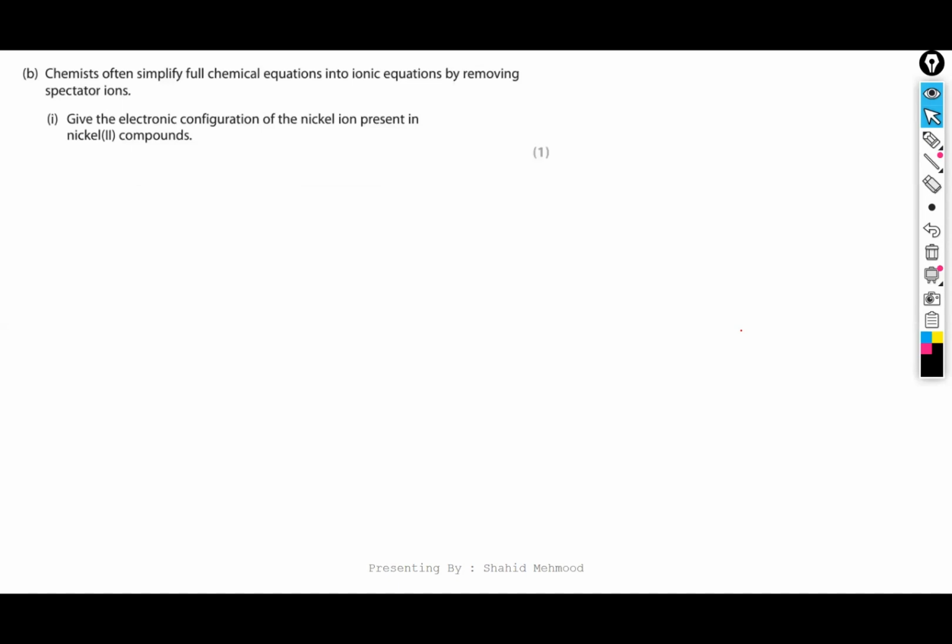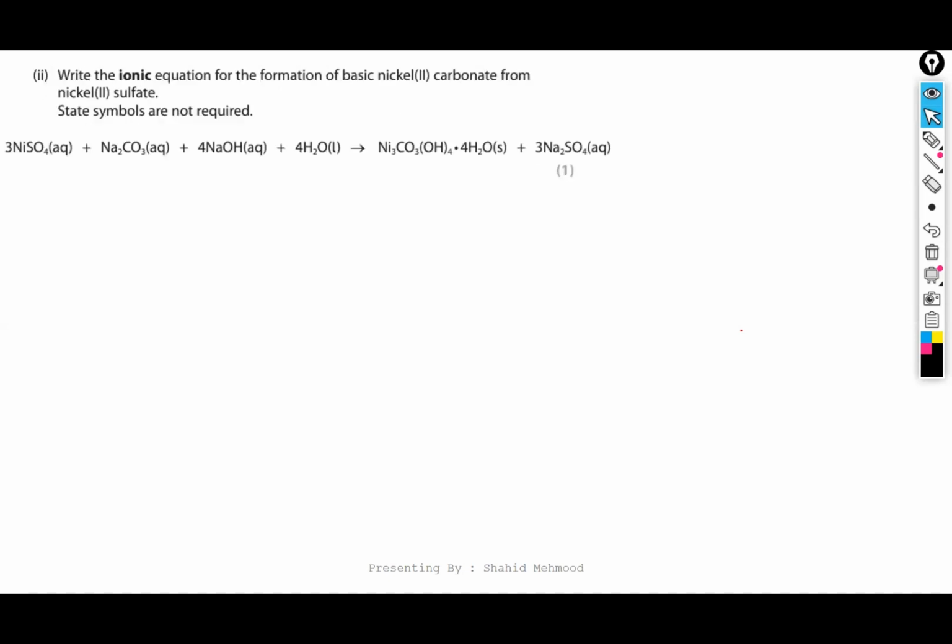Chemists often simplify full chemical equations into ionic equations by removing spectator ions. Now, give the electronic configuration of the nickel ion present in nickel 2 compounds. So if you look here, the equation is given to us. I will write a simple way, because normally writing the ionic equation wastes too much time.